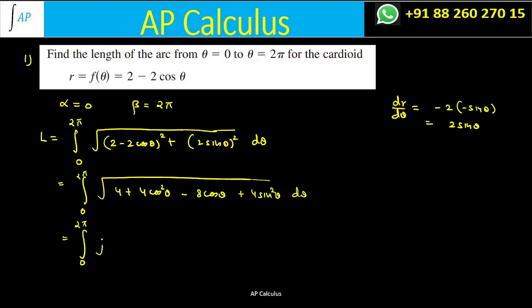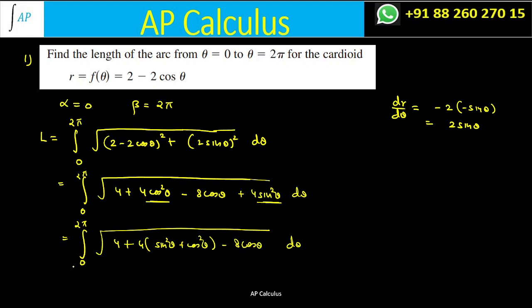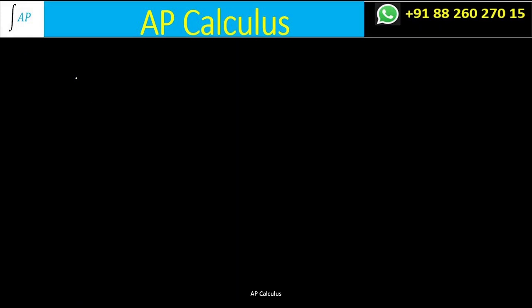Now the first main thing is to simplify this. In the terms 4 cos square theta and 4 sin square theta, we can take the 4 common, and it will be sin square theta plus cos square theta, minus 8 cos theta. Now this sin square theta plus cos square theta will become 1 and this 4 plus 4 will become 8. So 8 minus 8 cos theta d theta. Now from here also we can take the 8 common. So it will be 1 minus cos theta.